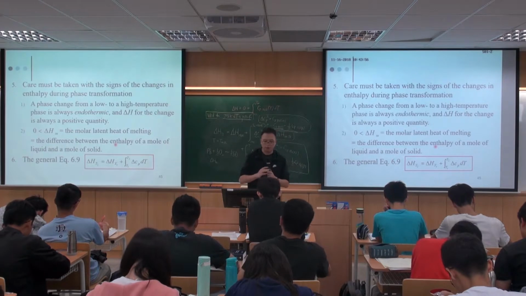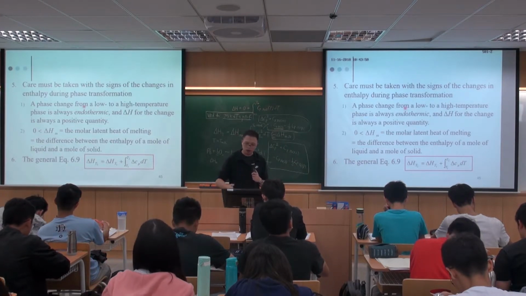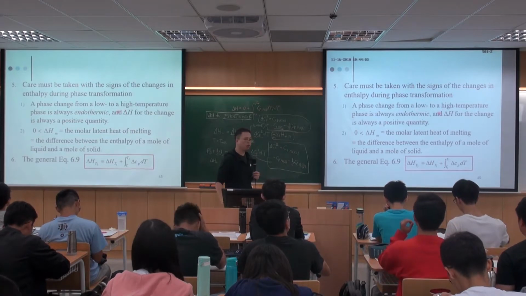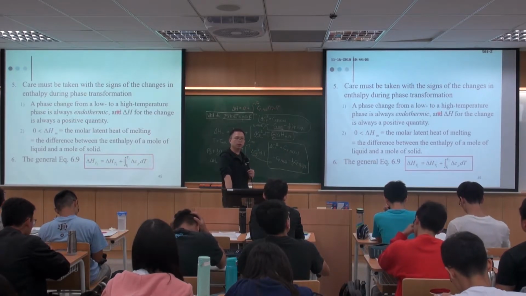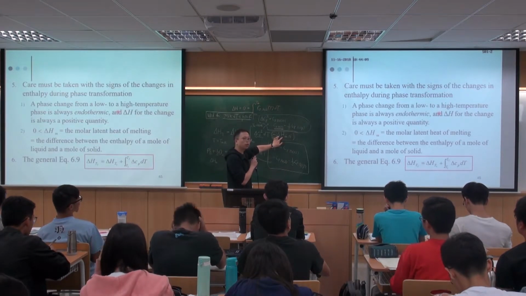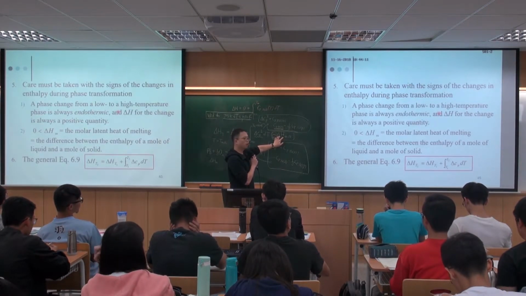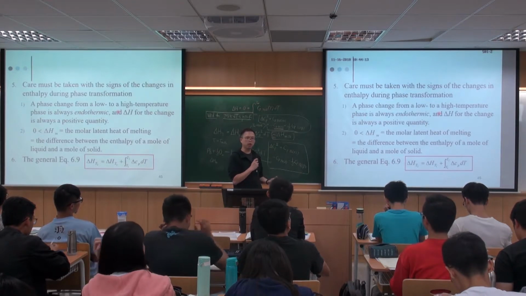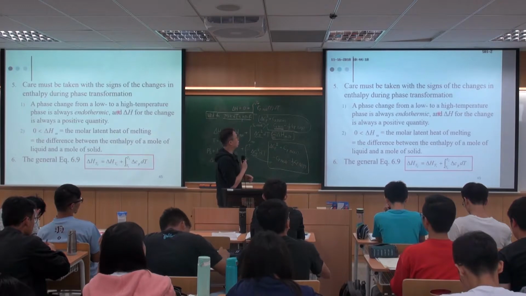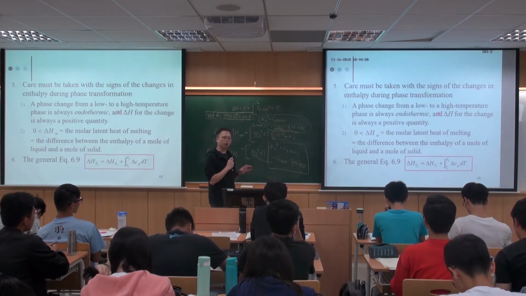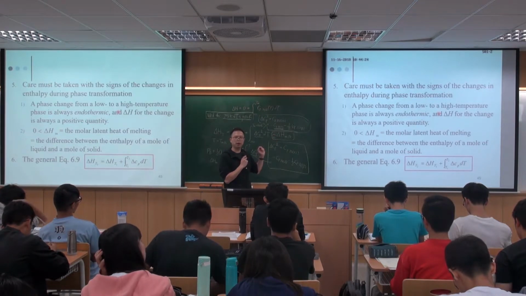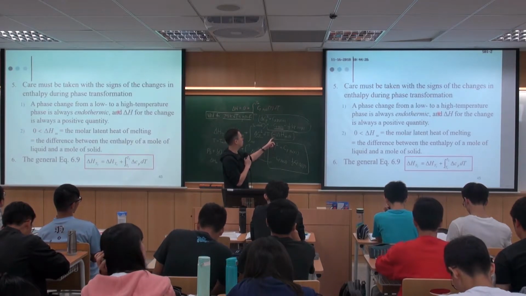But lucky enough, the phase transformation that we're talking about, typically, for instance, from a low to a high temperature phase, is always endothermic. So this delta H, the value itself, is always positive, right? Because it's either melting or vaporization. So they are always positive. The only thing that you have to worry about is putting a minus sign or a positive sign in front of it.